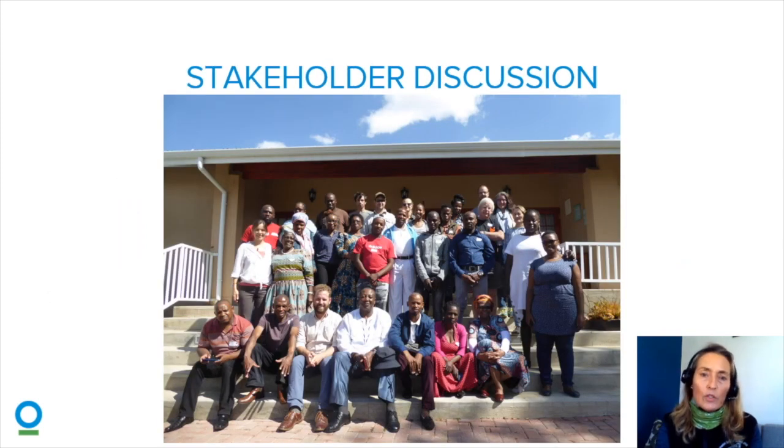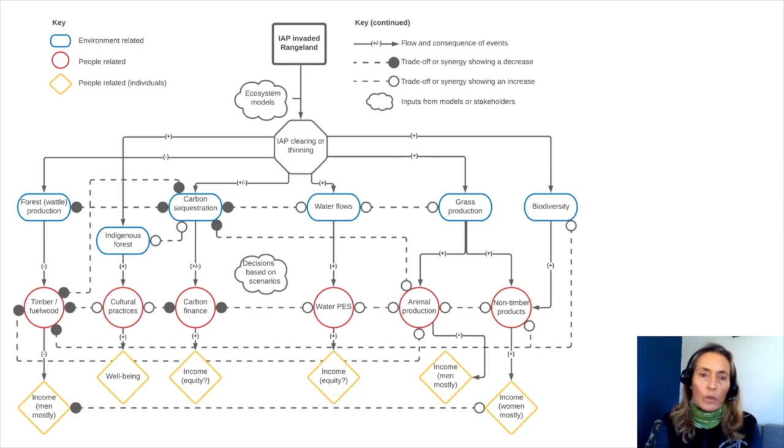Our next step is to discuss this with our stakeholders and focus groups, obviously when COVID allows. And then we will use conceptual models like this one to present the various scenarios of alternative use in wattle invaded rangeland, using the models that I've shown you, as well as discussion.